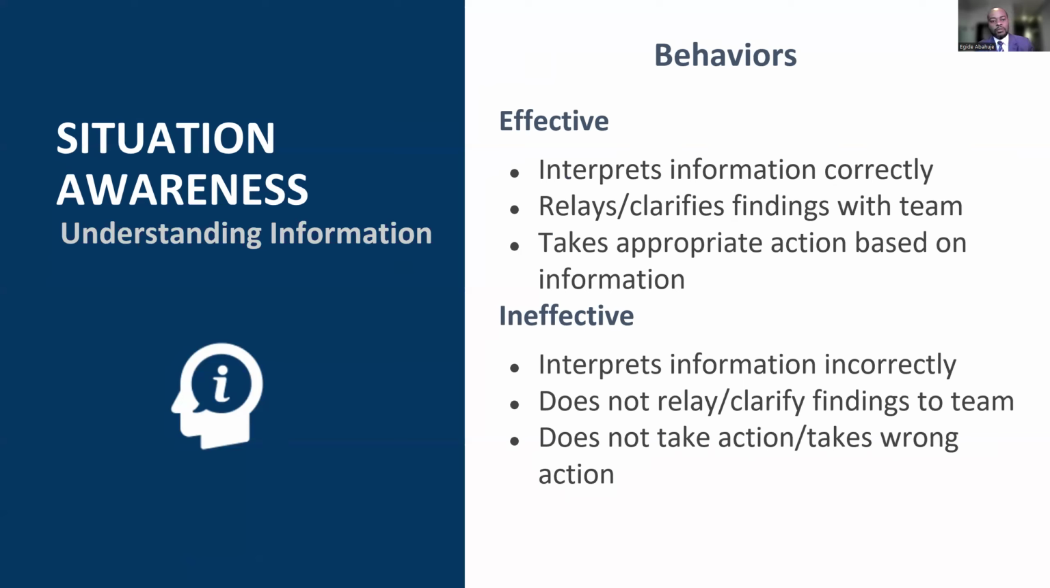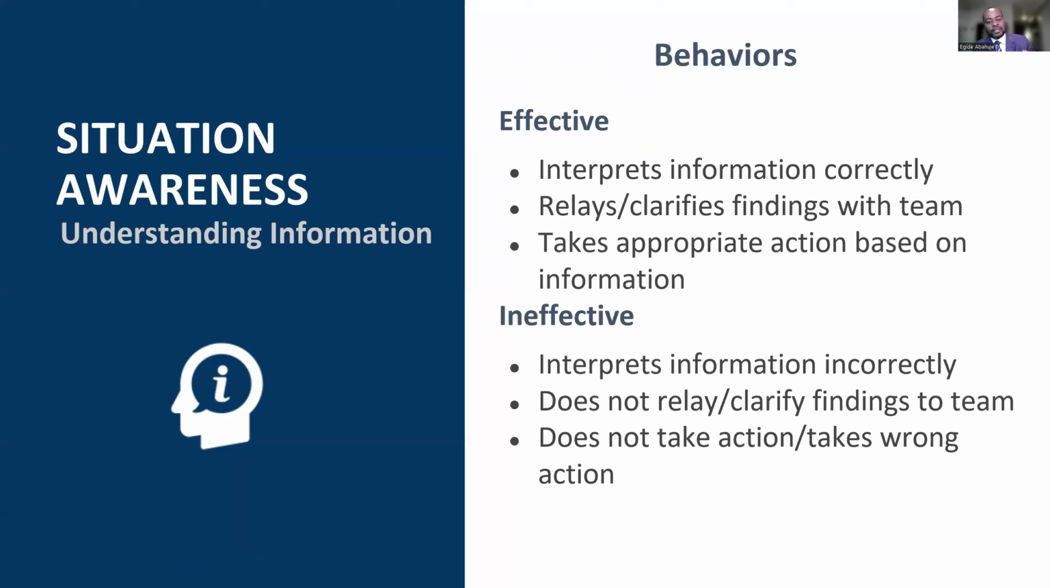Some examples of effective and ineffective understanding of information include, for example, effective behaviors include interpreting the information correctly, relaying and clarifying findings with the team to ensure that everybody understands the situation the same way, and taking appropriate actions based on the information you have.